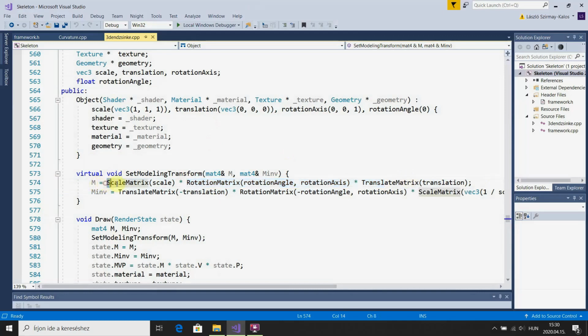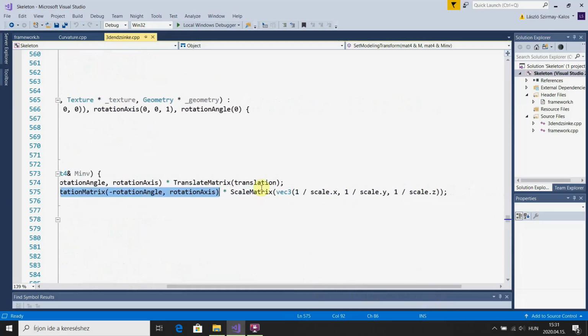If transformation is first scaling, then rotation, and finally translation, its inverse is translating back, then rotating back, and finally scaling back. Translating back means a translation with a negative vector. Rotating back means rotating around the same axis but with a negative angle, and scaling back means scaling with the application of the reciprocals of the scaling factors.